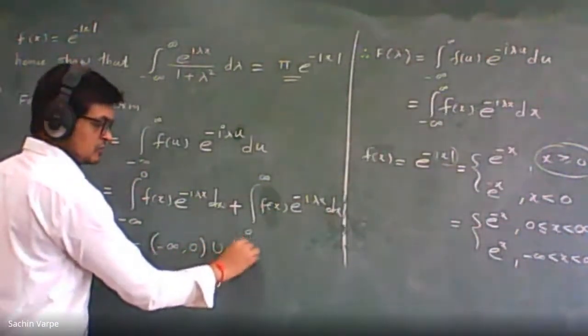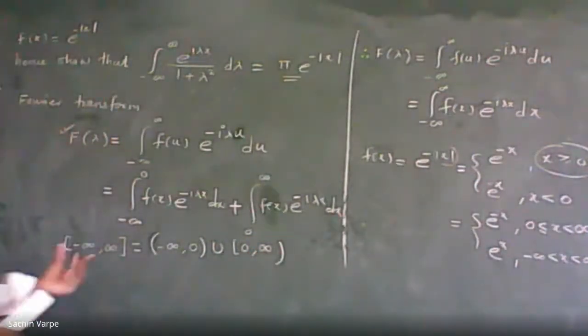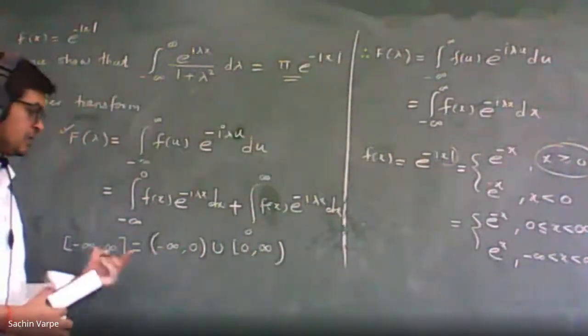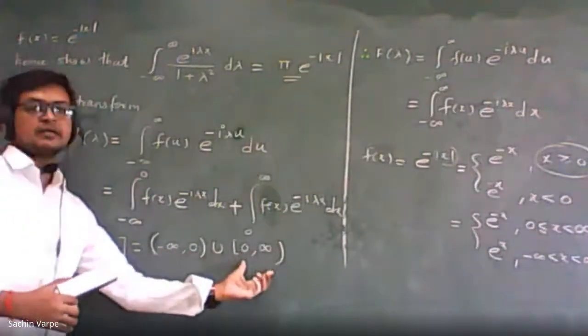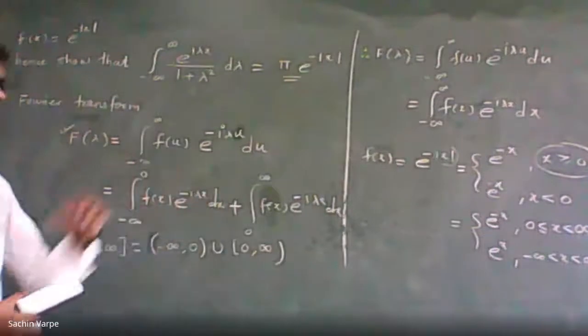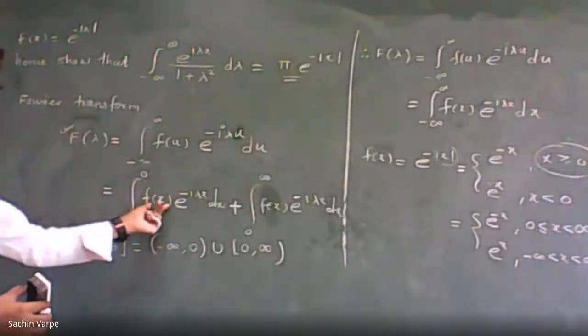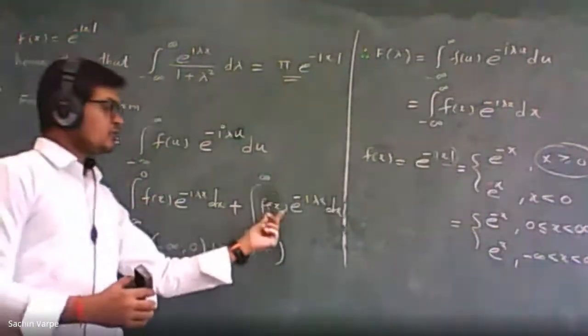Union 0 to infinity. Please check. So the integral in this interval means the integral in this plus the integral in this interval, isn't it? That is what I'm doing here with the same integrand. Is it okay? Now in the negative interval we know the value of the function. In the positive interval we know the value of the function.